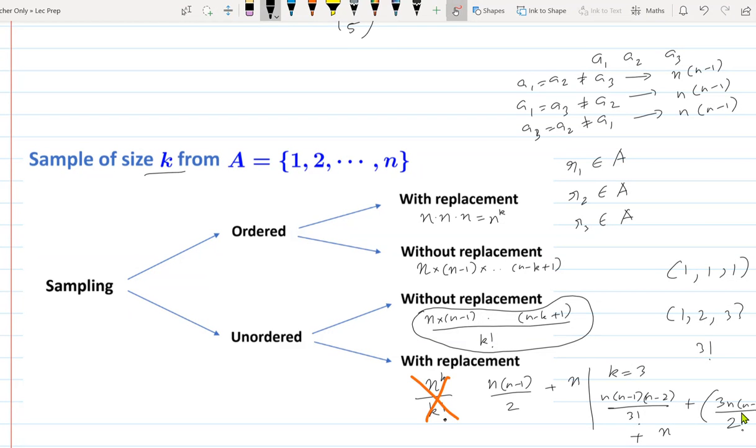Sir, why do we multiply by 3? As they are unordered, it can be anything. A1 can be A3 also, and A3 can be A2 also.